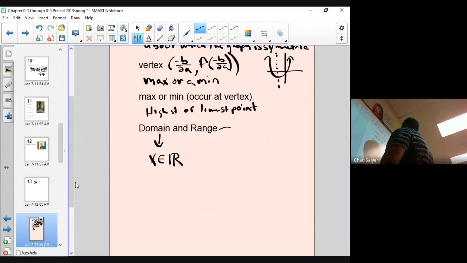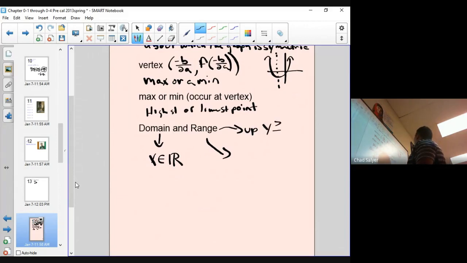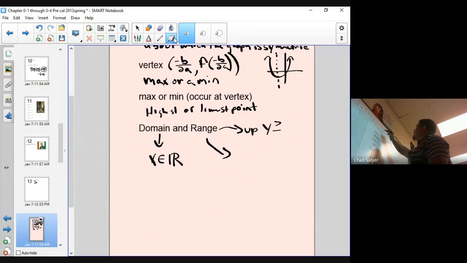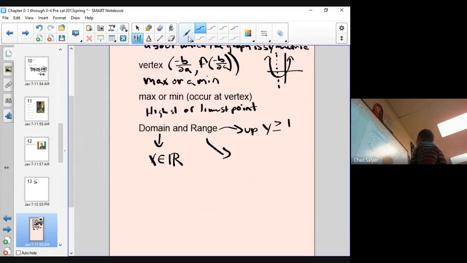So x is an element of the real numbers describes the domain. The range, however, you're going to have a couple scenarios. If it goes up, then it's going to be y is greater than or equal to the function evaluated at negative b over 2a, that y-coordinate of the vertex. And if it goes downward, it's going to be y is less than or equal to that y-coordinate of the vertex.